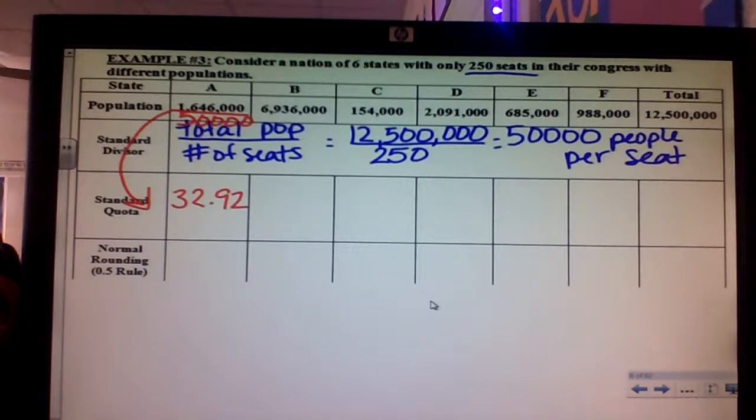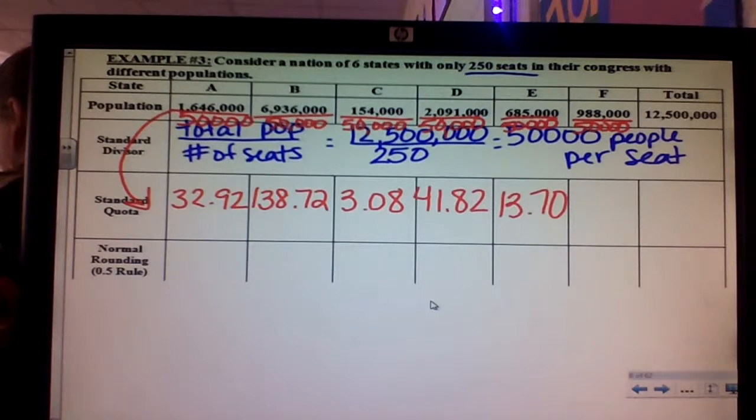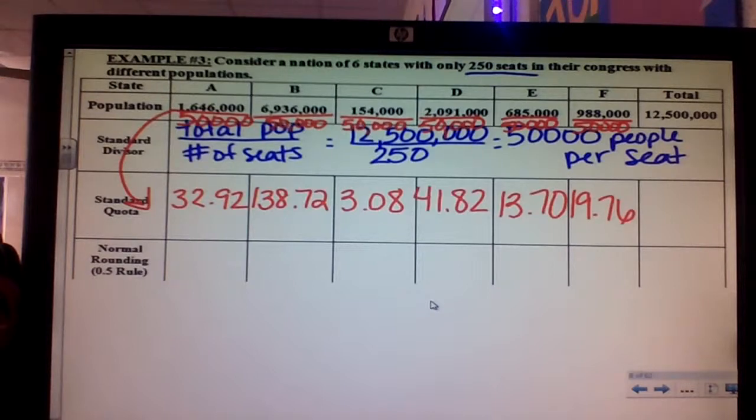State B should be higher than that. 138.72. Then 3.08. 41.82. 13.7. 19.67. 7.6.